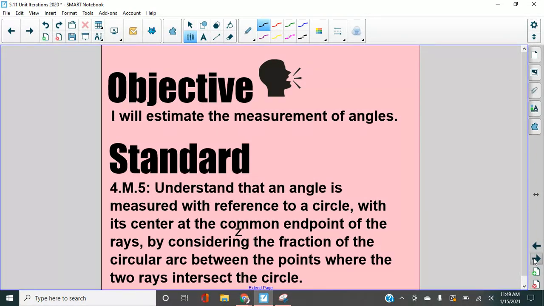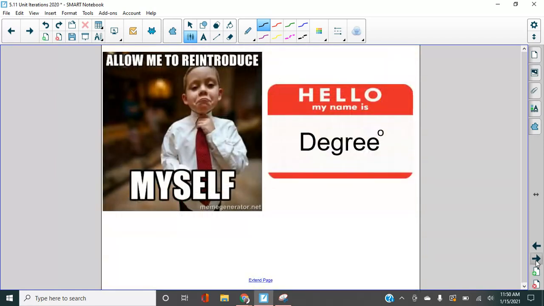Our goal here today is to estimate the measurements of angles. When we're estimating measurements of angles, we are going to think about how far they are open, not how big the lines are. It doesn't matter if the lines are this big or this big. What we're concerned about is the inside: how far an angle turns from one line segment or ray to the other. And our standard is here. You can see that it's talking about different angles and how they are created and how they're used.